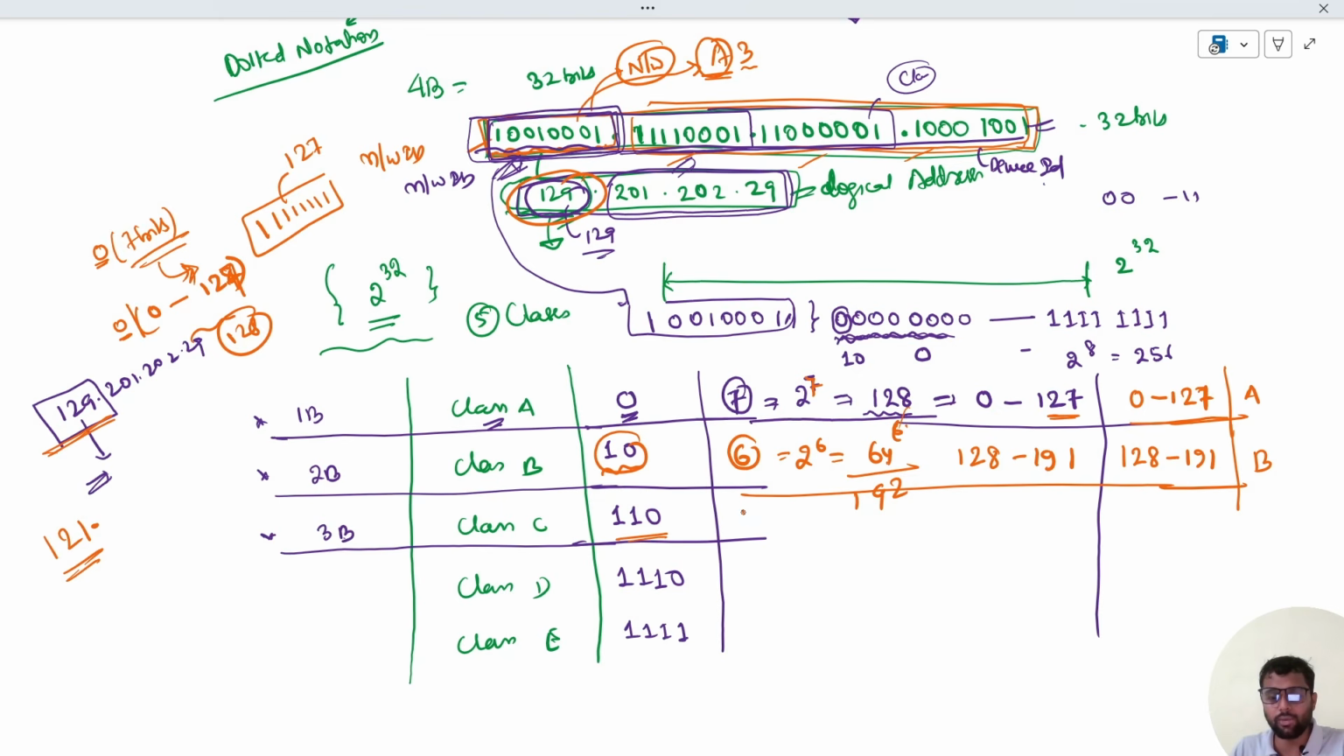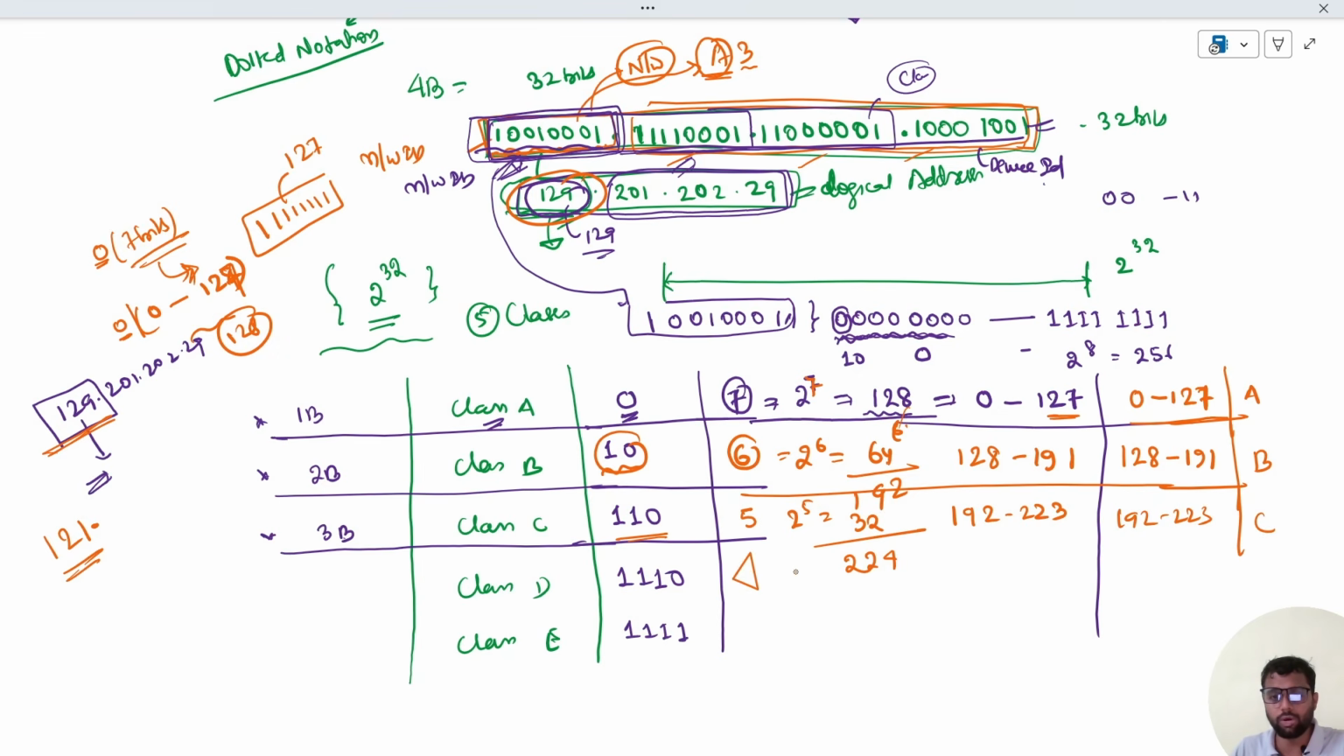Similarly, in class C, the first 3 bits are reserved. So we are left with 5 bits. 2 raised to the power 5 is 32. If we add 32, how much will we get? 224. So from 192 to 223, this will be class C.